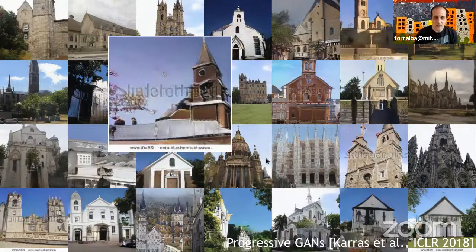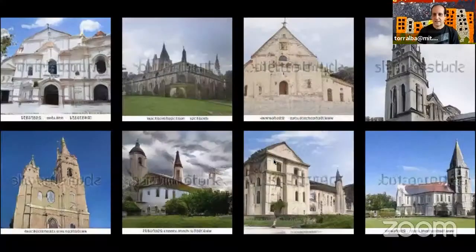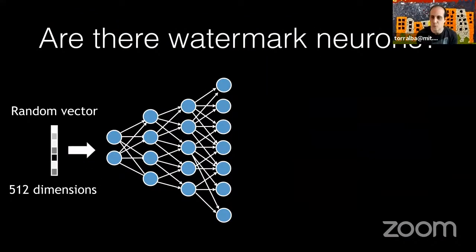And the question then was, well, this is actually not happening only once. It happens many times. There are a number of images that have this property. So the question is, are there watermark units here? Just like in neuroscience, there is this hypothesis that in your brain you have a neuron that fires when you see your grandmother, which is called the grandmother cell.